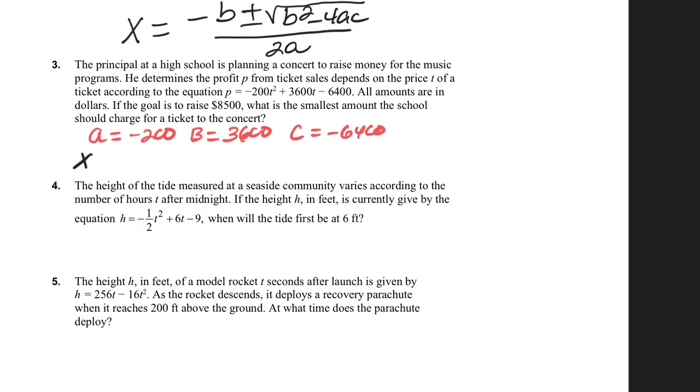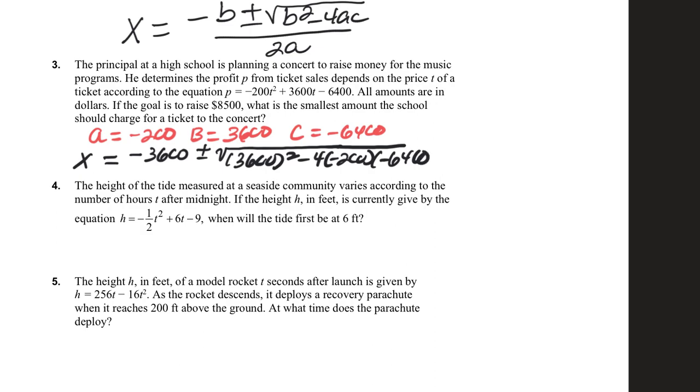So you have x equals -3,600 plus or minus square root. So it's going to be 3,600 squared minus 4 times -200 times c, which is -6,400. And then you're going to divide all of this by 2 times -200. So I'm going to go ahead and take this in pieces. I'm going to evaluate the discriminant.